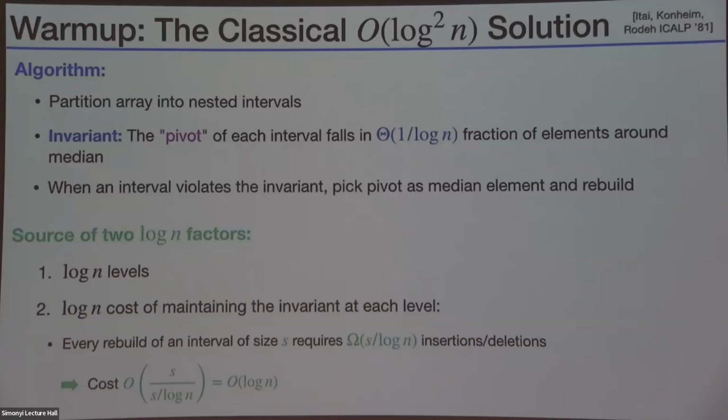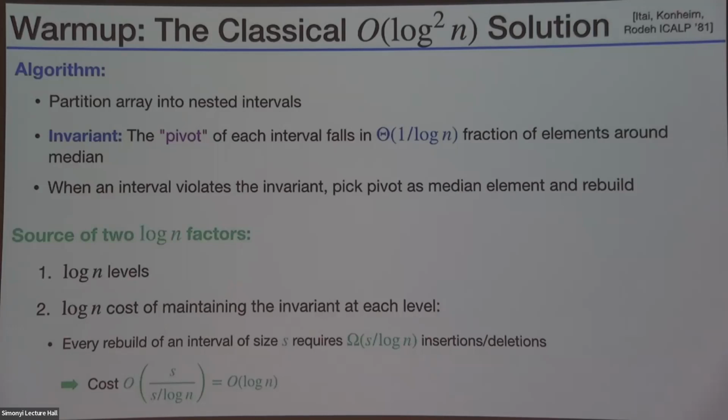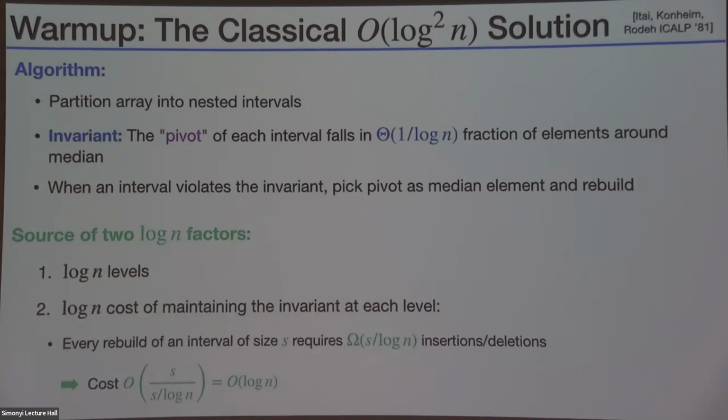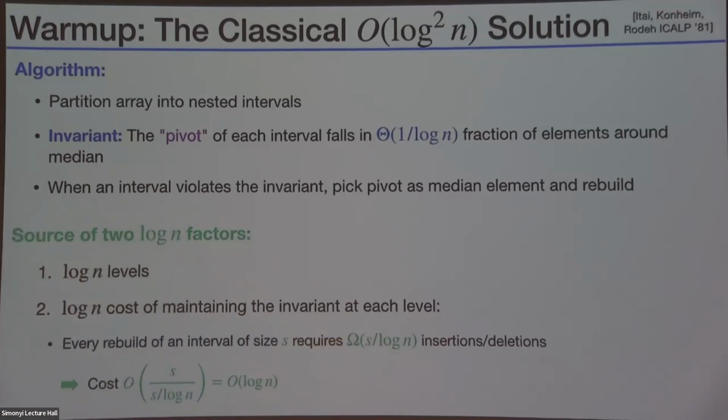In particular, if we rebuild an interval of size s, then I'm claiming that actually required us to do s over log n insertions, deletions to that interval before we had to rebuild it. Imagine we just rebuilt an interval and set the pivot as the median. How many insertions, deletions do you need in order to push the pivot out of the candidate set, which is a 1 over log n fraction of the elements? Well, we need a 1 over log n fraction of the elements to be inserted into this interval. And so that's s over log n insertions, deletions.